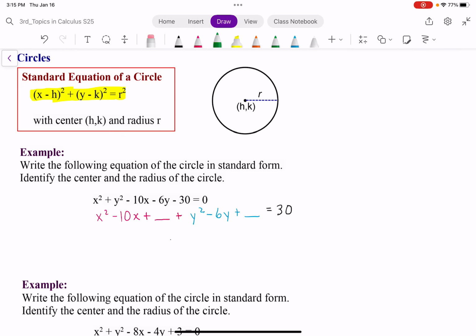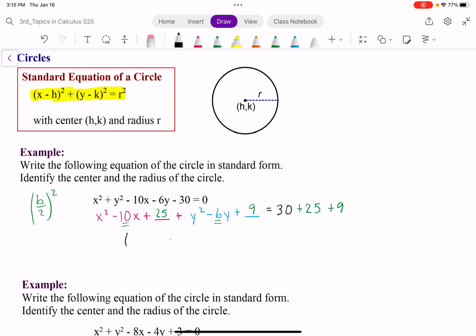Now, again, remember that to complete the square of a circle, it's (b divided by 2) squared, which means you just half it and square it. So if I half my -10, that's -5. -5 squared is 25. Whatever I add to one side, I must add to the other side. And then you do it again for the y. So for the y, the b value is -6. Half of -6 is -3. -3 squared is 9. So I add 9 to the other side.